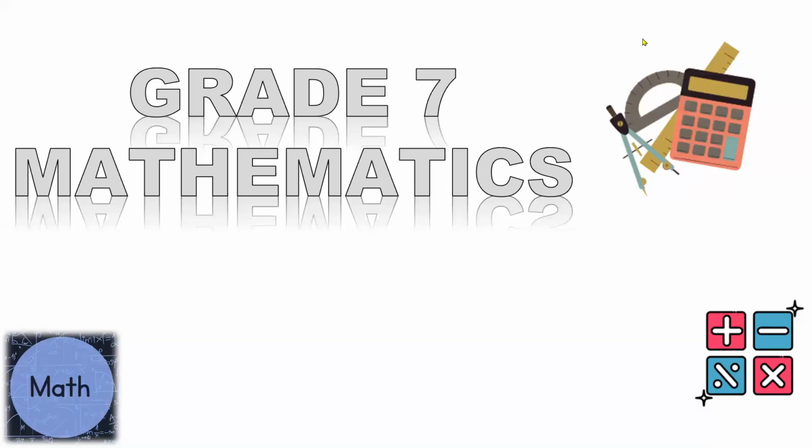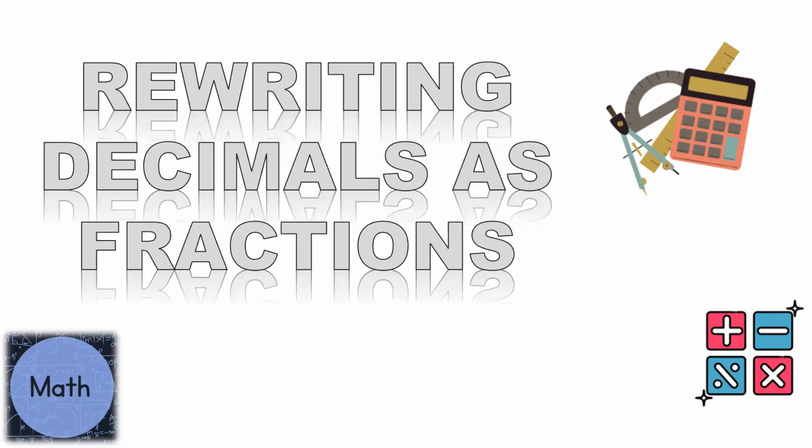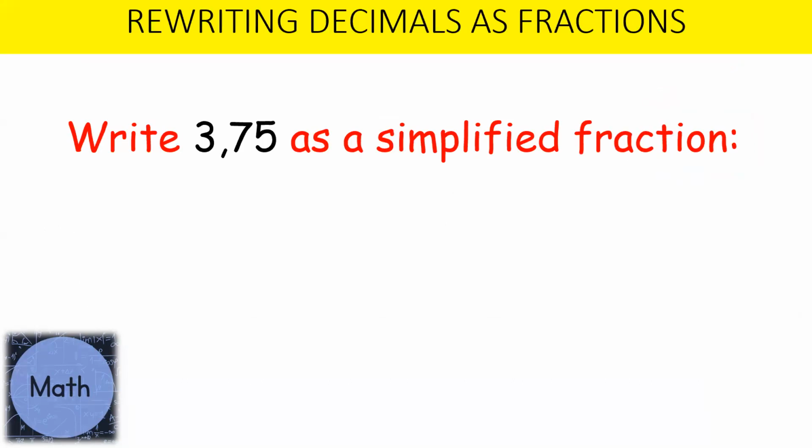Welcome to this video for grade 7 mathematics. And in this topic, we'll be looking at rewriting decimals as fractions. Here we need to write 3,75 as a simplified fraction.